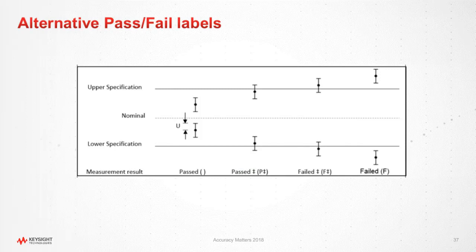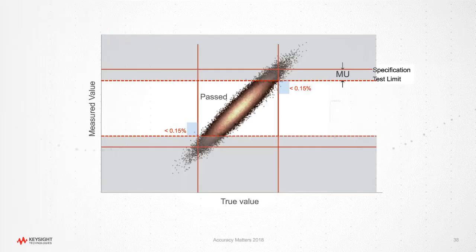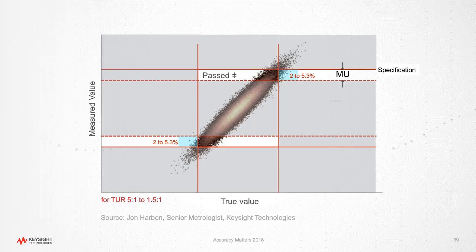Now let me just show you how that might look in the simulation. The first, clean passes, those are the same as before. And now what you see is in the region between your guard banded limit and the actual customer specification, that'll be between 2 and 5.3%. This is for this particular guard band of 2 sigma.